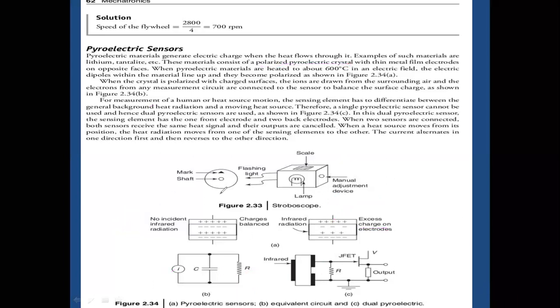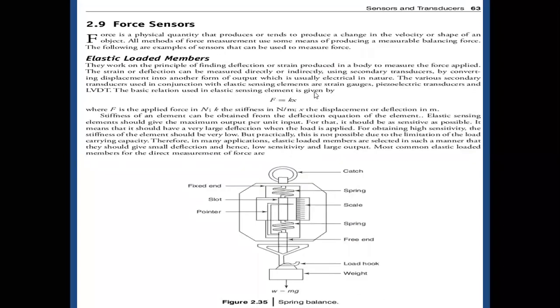The next one is force sensors. How do we measure force? Force is the physical quantity, as you know, that tends to produce a change in velocity and shape of your object. All methods of force measurement use some means of producing a measurable balancing force. The following are examples of sensors that can be used to measure force.